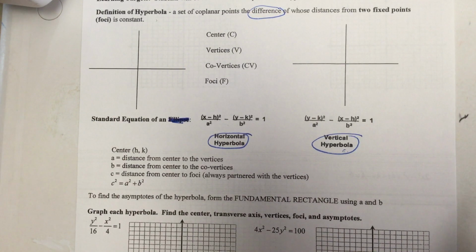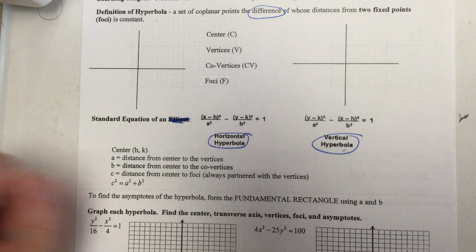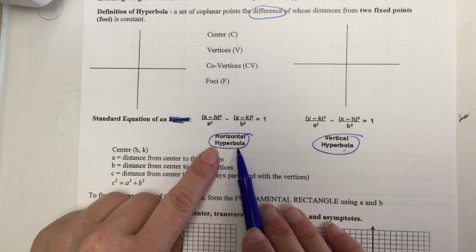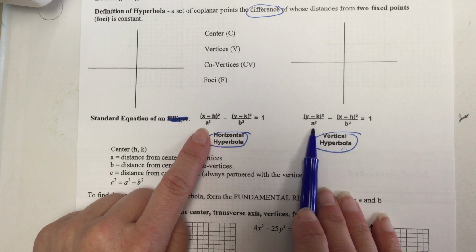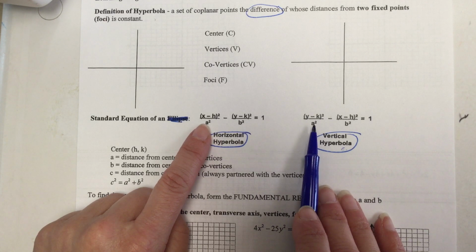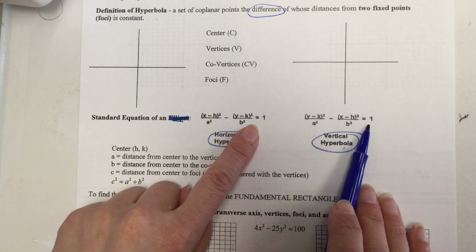Now here is the difference. With the ellipse, the biggest denominator was A squared and the smallest denominator was B squared, okay? In this case with the hyperbola, 100% of the time, A squared is first. It does not matter if it's the biggest or the smallest. A squared is first, B squared is second. Again, it's always a minus and it's always equal to 1.